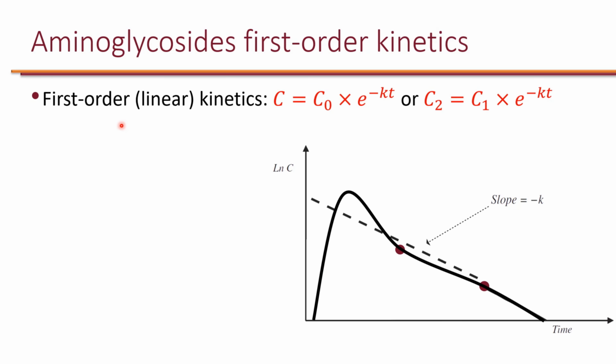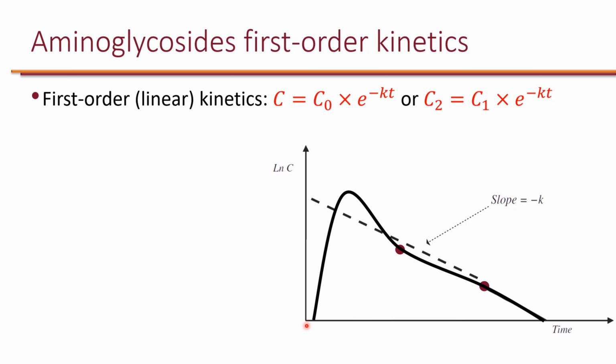Aminoglycosides follow first-order kinetics, also known as linear kinetics. And the reason this is called linear kinetics is because if you plot the natural log of aminoglycoside plasma concentration on the vertical axis and time on the horizontal axis, then you can actually get a linear relationship between two levels. This is assuming that the two levels are after the infusion and after the distribution phase.